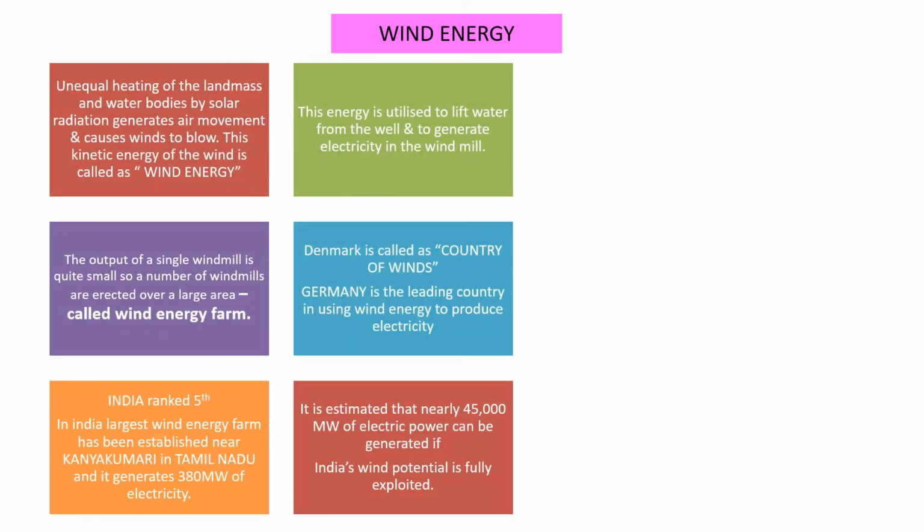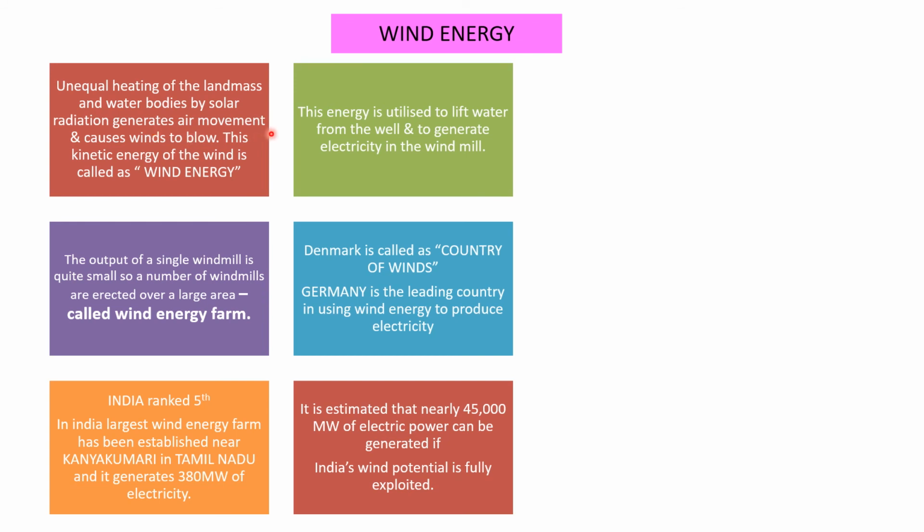Now we're moving to the next kind of energy, that is wind energy. First let us understand what wind is. See, when there is unequal heating of the land masses and water bodies, how does unequal heating happen? Due to solar radiation. When unequal heating happens, air movement starts.